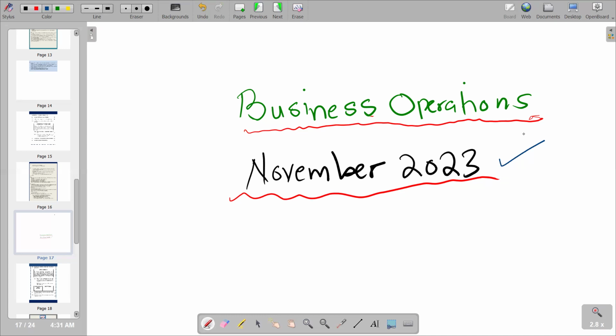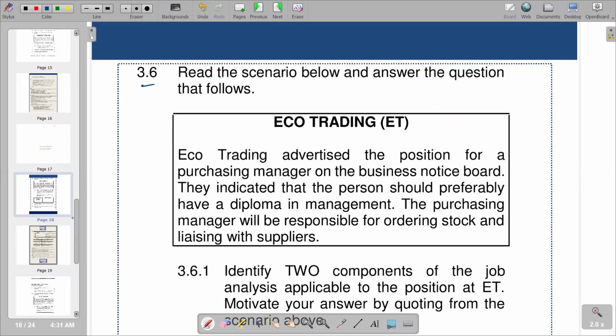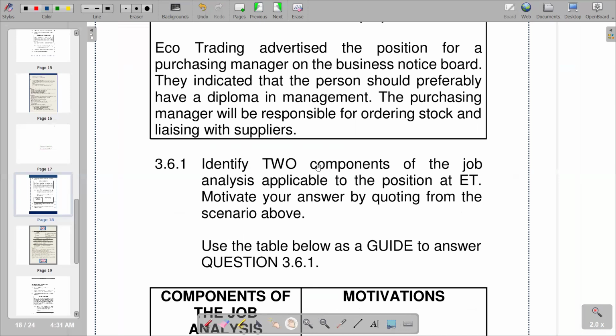So going to our question, we are going to look at question 3.6. The question reads: read the scenario below and answer the question that follows. You are given an extract of an Eco Trading advertised position for a purchasing manager on the business notice board. They indicated that the person should preferably have a diploma in management, the purchasing manager supplies. So this is the information that is given. Question 3.6.1 is: identify two components of the job analysis applicable to the position at ET. Motivate your answer by quoting from the scenario above.